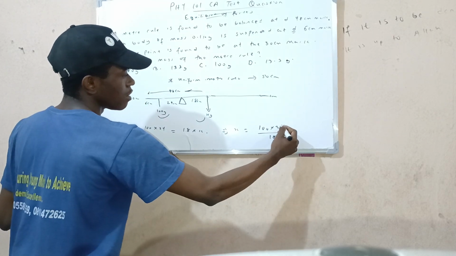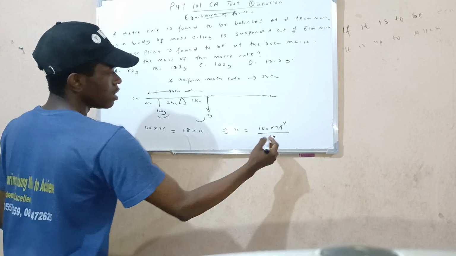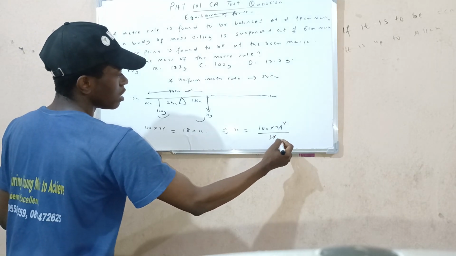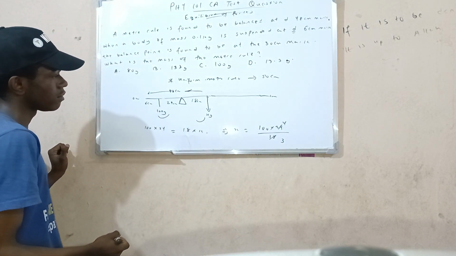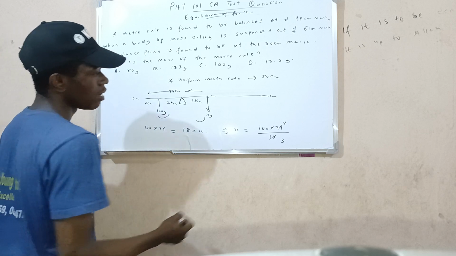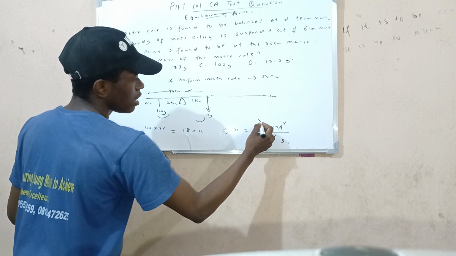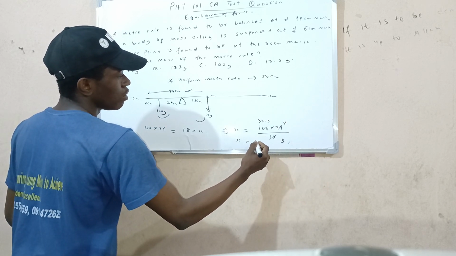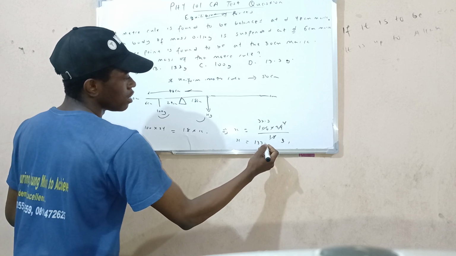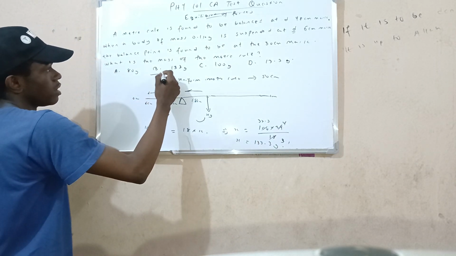Dividing by 6 here, 4, and by 6 here, 3, right? So 4 over 3 is 1.33, times 100, that should give me 133.3 gram. So the correct answer is B. So thank you.